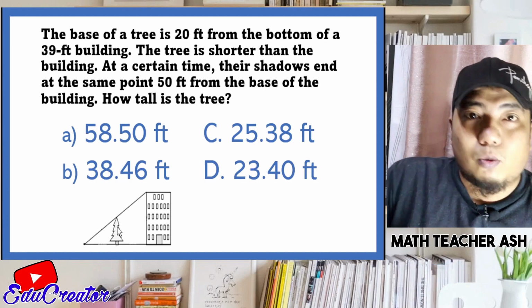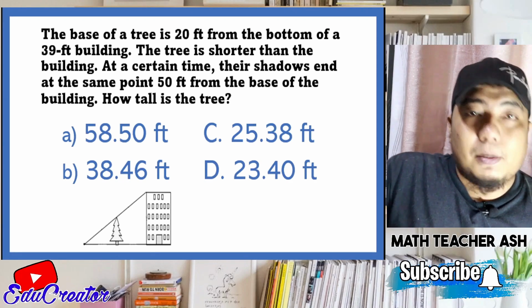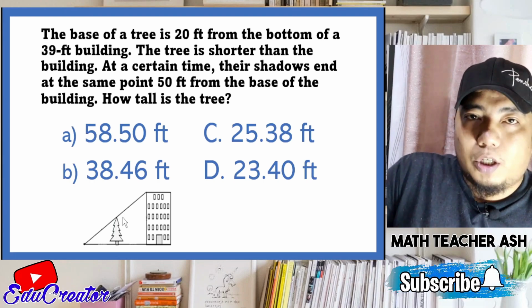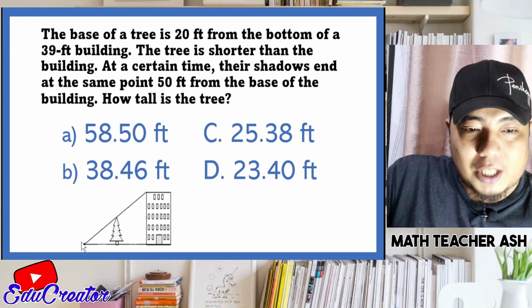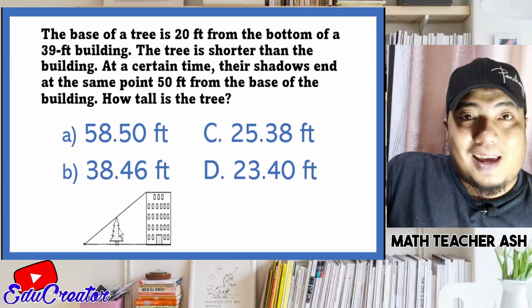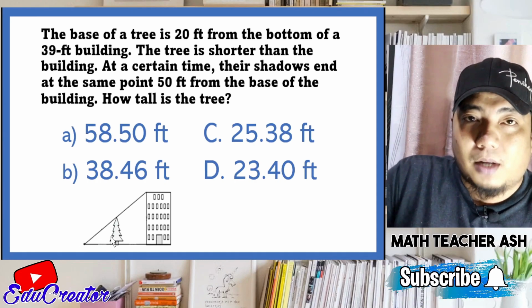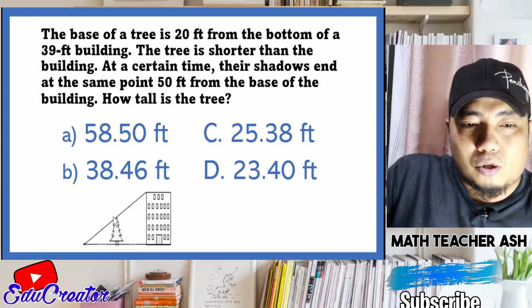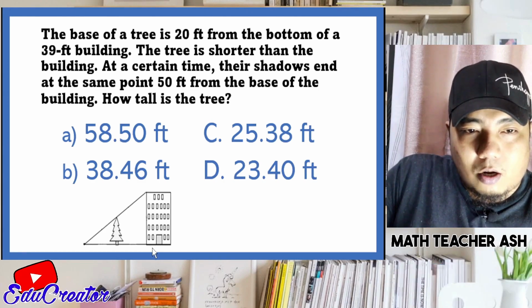Okay, so that will be very easy, my dear math learners, by using the similarity theorem, in which we can pair the height over shadow and then the height over shadow. So the height of the tree is x and its shadow is 30 feet, by subtracting 50 minus 20. So x over 30, and then this one, 39 over 50.